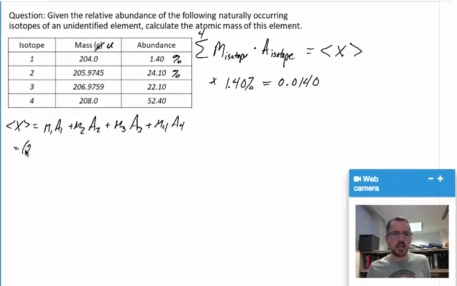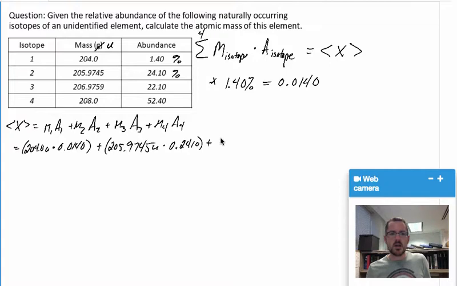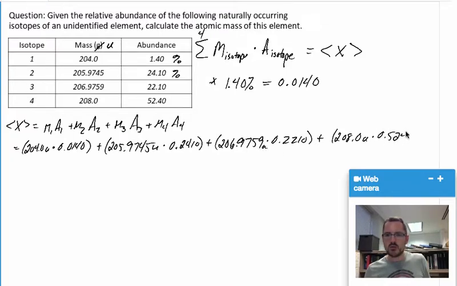So mass 1 is going to be 204.0 U's times 0.0140, which is our abundance, and then our mass 2 of 205.9745 U's times the abundance 0.2410, plus the third, which is 206.9759 times 0.2210, and finally 208.0 U's, that should be a U there, I don't want to drop my units, times 0.5241.